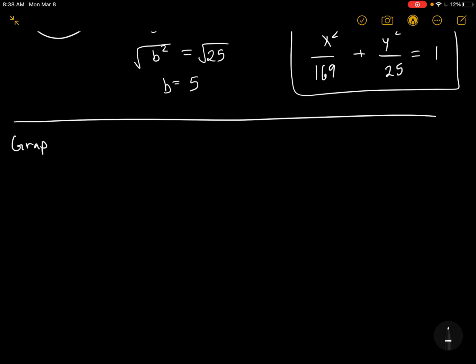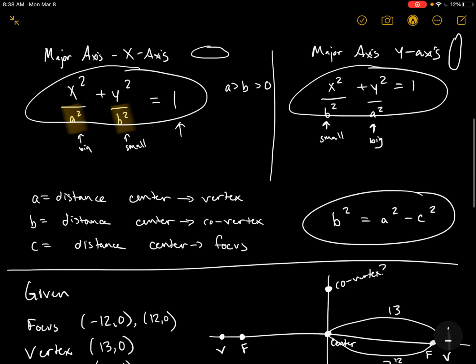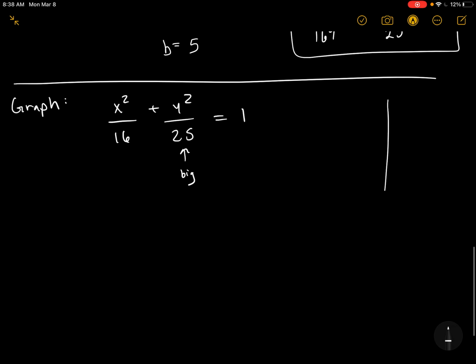All right, a second type of question that you might find is a graphing question. So it might ask you to graph based off of an equation. So x squared over 16 plus y squared over 25 equals 1. And in this case, this is our big number. And if our big number is on the bottom of the y term, we're going to be using an up and down vertex, or ellipse. So it's going to be looking something like this.